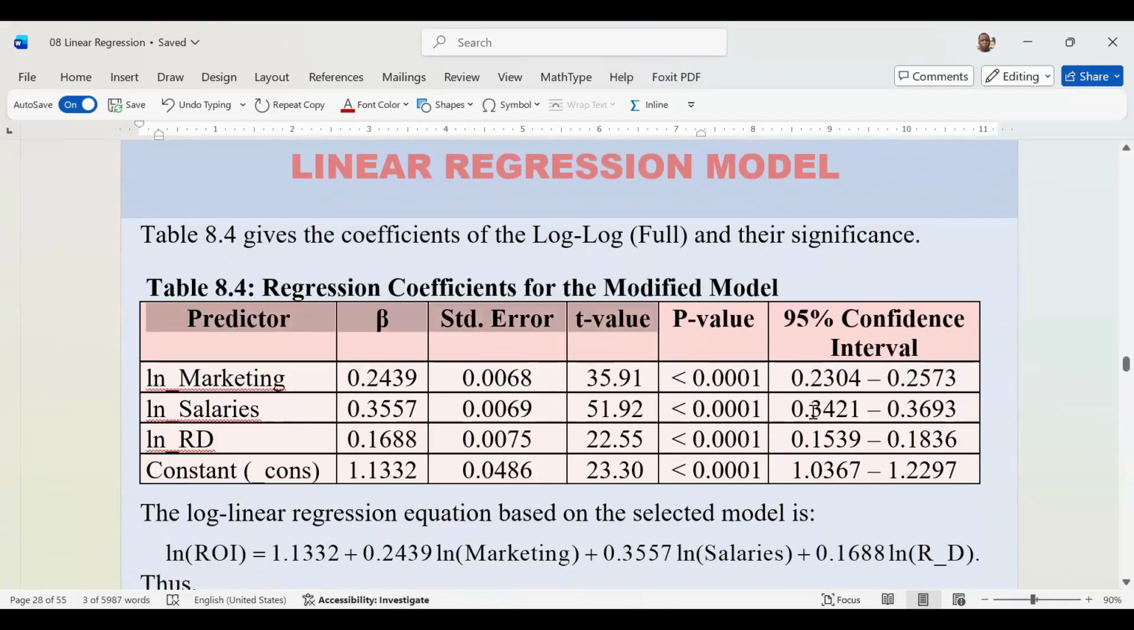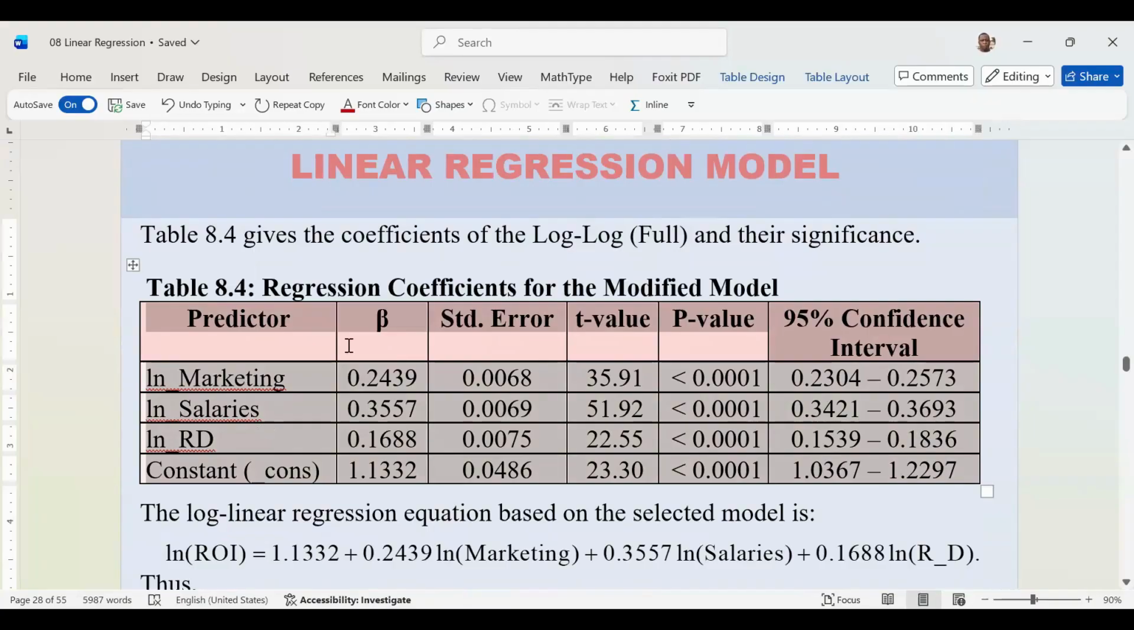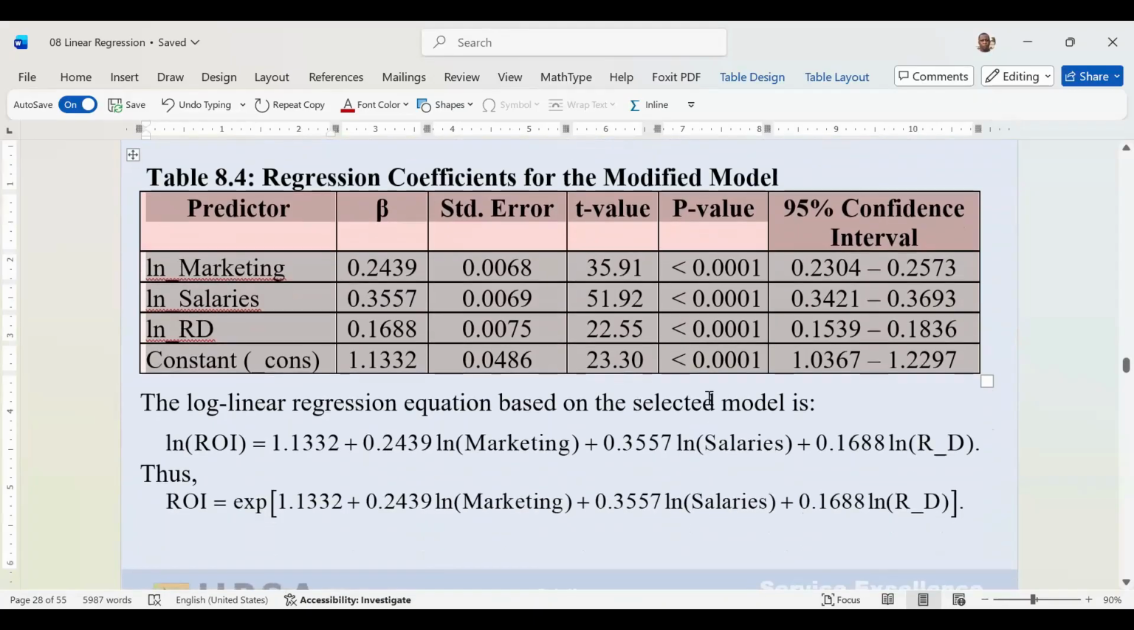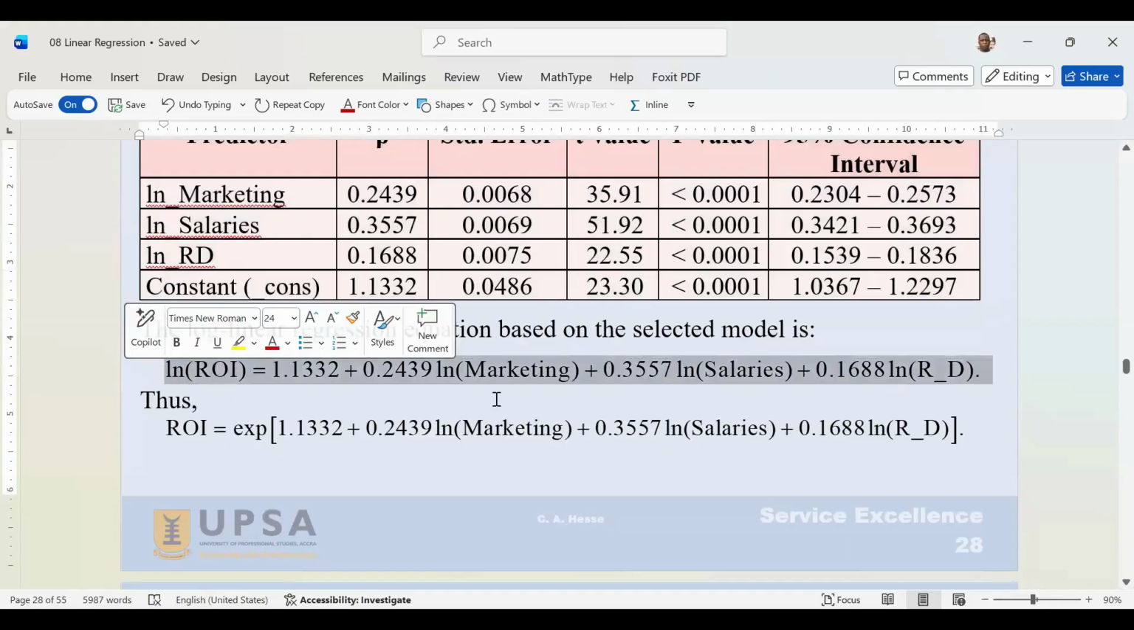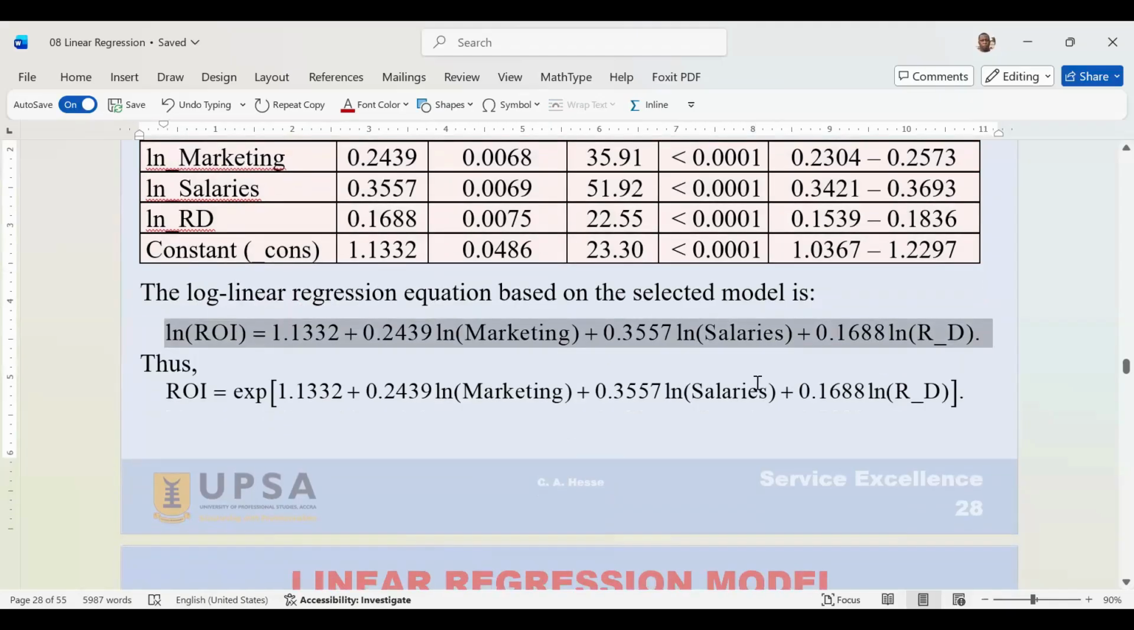So these are the parameter estimates for the new models. That's for our optimal model. The constant term is 1.1332. The coefficient of the natural logarithm of R and D is this, and this is that, and that is that. And all their p-values are very small for the estimates. So that is our optimal model. If you want to write the equation, we put this into equation form. So that's the equation.